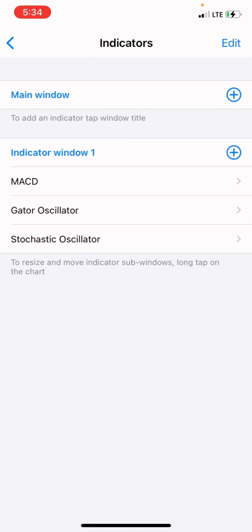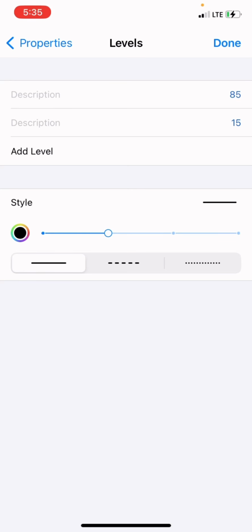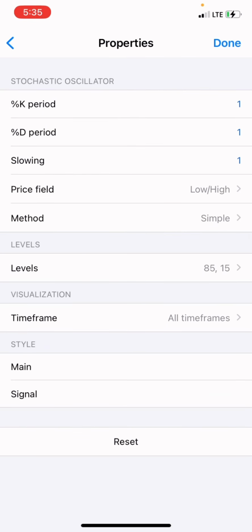The next thing would be for you to add the stochastic oscillator. K period of 1, D period of 1, slowing of 1, price field low high, method simple. Now we need levels, so you add level 85 and 15. If you are using the dark background, make sure you color this with a bright color. But if you are using the white background as my chart here, make sure you use a dark color like what I'm using here. Click done, and you have your setup ready.